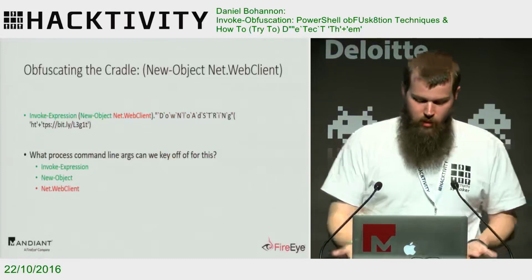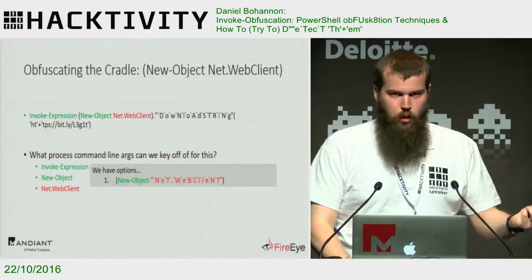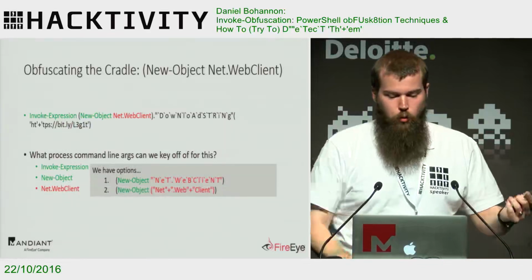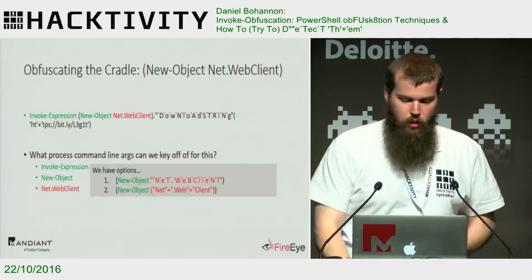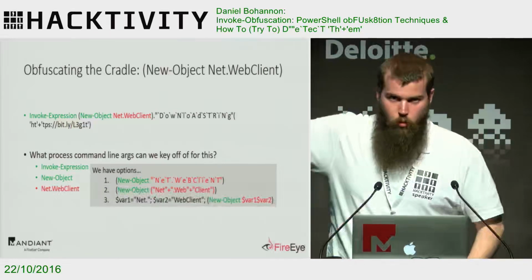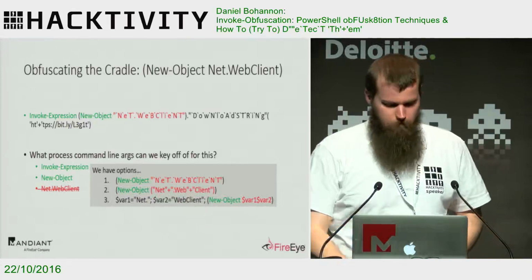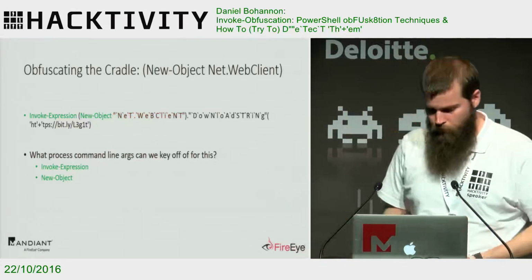Next, net web client. This is an argument to the command new object. This one's really easy. We can do double quotes and ticks. We can treat it as a string if we wrap it in parentheses, or we can set it as multiple variables, chop it up in little pieces. We're good to go. So we'll just go with the first option. Throw some ticks in there. Get rid of that as an indicator.